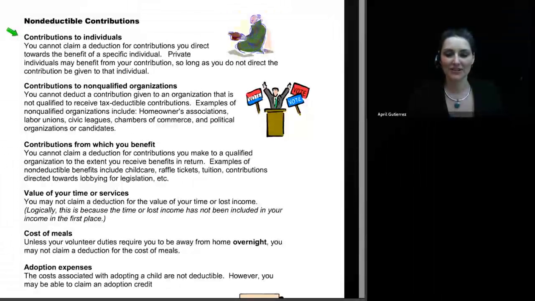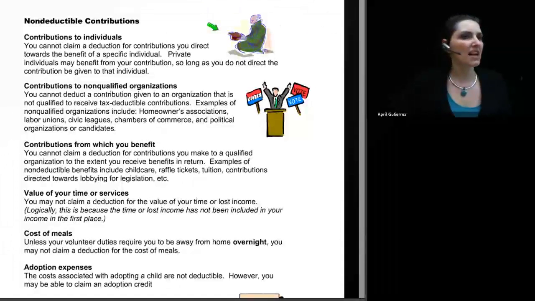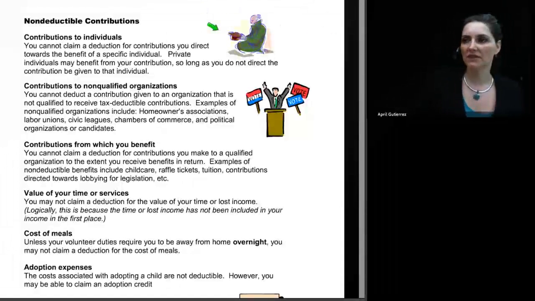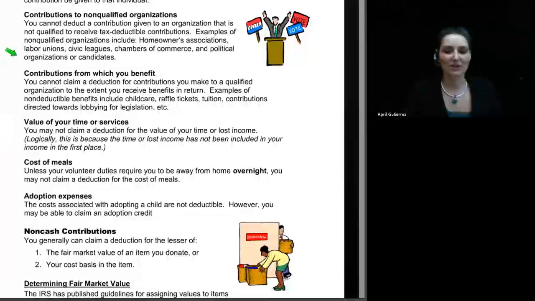Non-deductible contributions. I've got a picture of a panhandler here, a beggar. Lots of my clients say when I ask them, when did you give money to charity, they say, yeah, I gave away a bunch of furniture to my neighbor, and I gave this every week when I pass this peddler on the street, you know, this handout, I give him 10 bucks. Not allowed. Next. Contributions to non-qualified organizations.